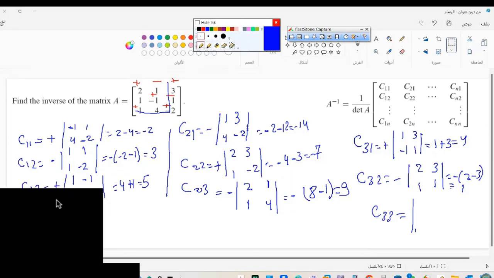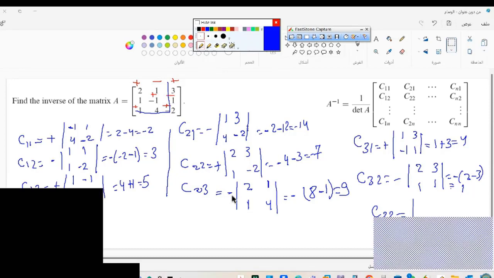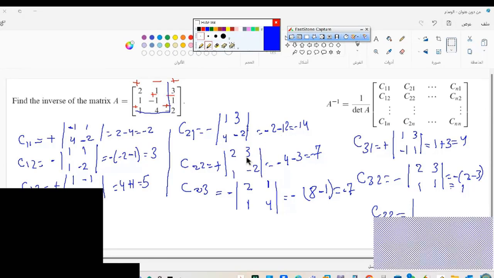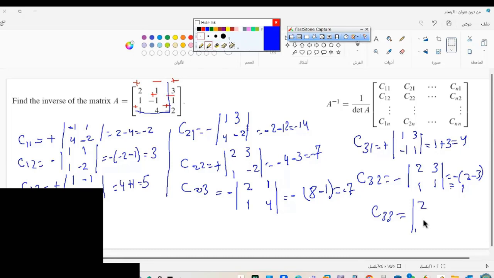Which one? For C33. Yeah, sure. We have a mistake here. 8 minus 7, it is 7 minus 7, yes. Minus 7. Is it correct now? Okay, thank you so much. Now, 2, 1, it's positive here. Don't forget the sign. 1 minus 1. So it is 2 minus 2 minus 1. It is minus 3. Clear?